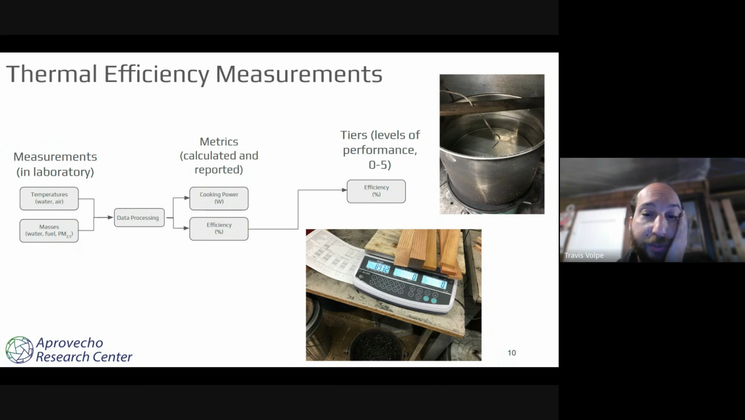Thermal efficiency measurements are actually one of the easier things to measure in a more simple lab. It does not necessarily require all of the equipment that we're going to be discussing in the rest of this session today. Thermal efficiency can basically be measured with just a thermocouple, a temperature for your water, and then gathering the mass of the fuel used as well as the water.